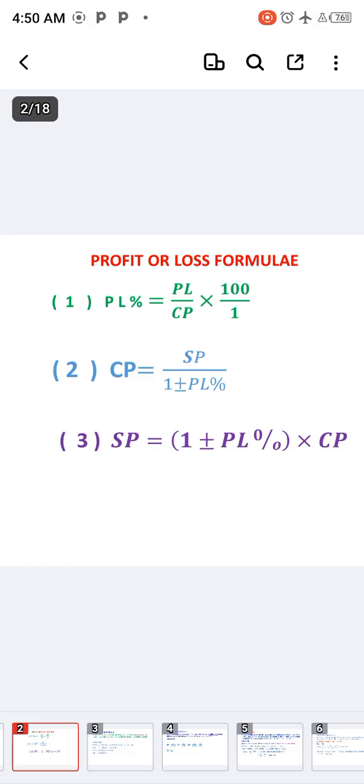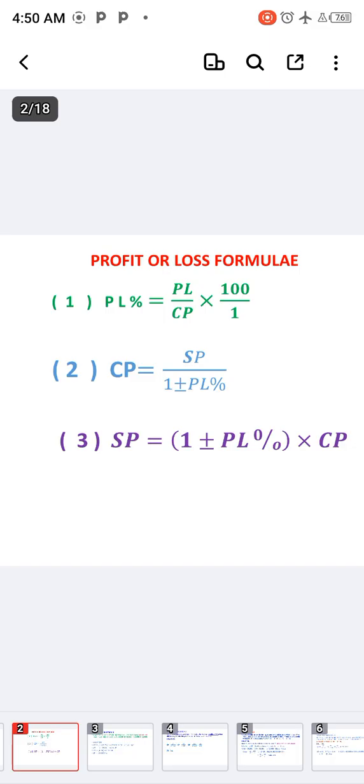In this section, you will learn the profit and loss formula. We will teach you how to calculate the profit or loss percent. You will learn how to find the cost price, and you will learn how to find the selling price. By the end of this tutorial, you will be able to solve challenging problems under profit and loss.